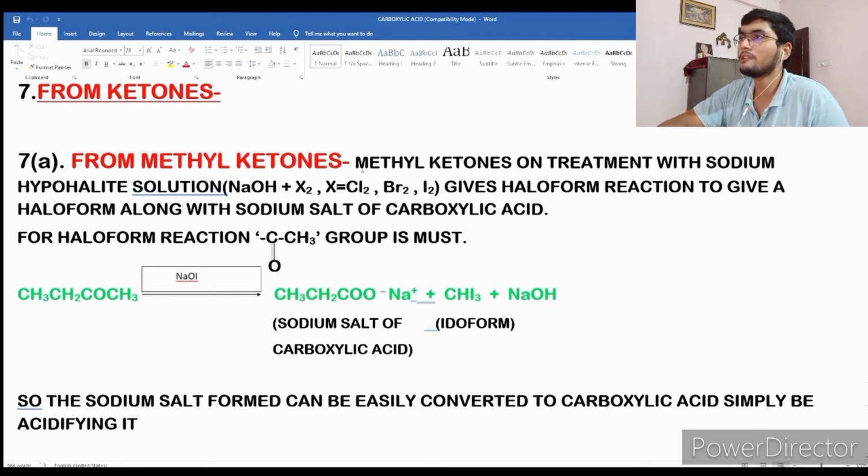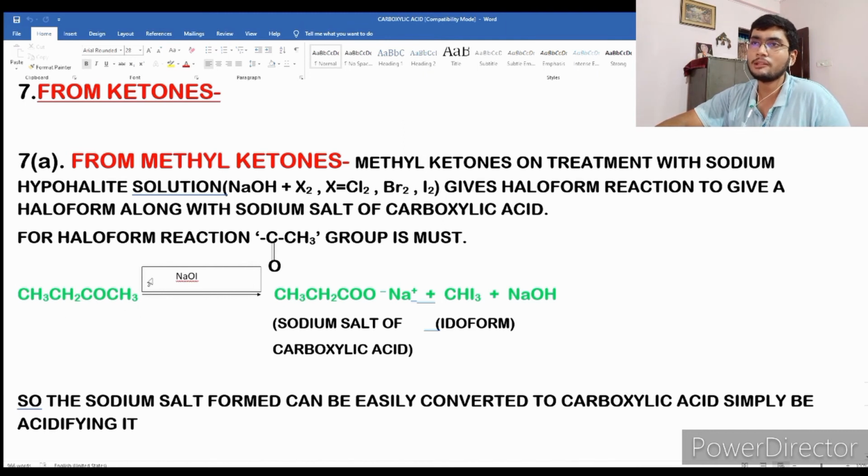Let me read first: methyl ketones on treatment with sodium hypohalite solution, that is sodium hydroxide plus halogen, give haloform reaction to give a haloform along with the sodium salt of carboxylic acid. For the haloform reaction this particular group is a must. This point is very important: not all carbonyl groups give the haloform reaction. Only those carbonyl groups which have this COCH3 group will give the haloform reaction. Now let me show you one example.